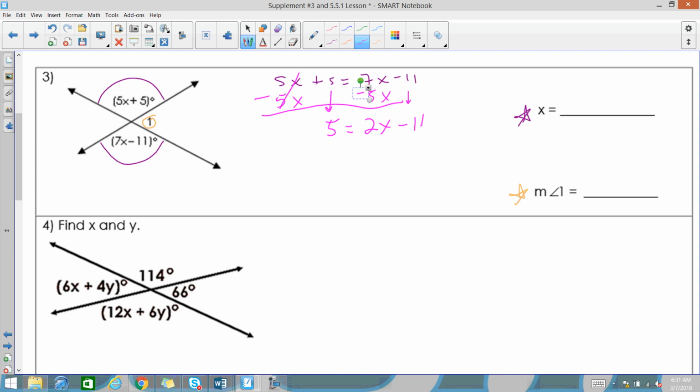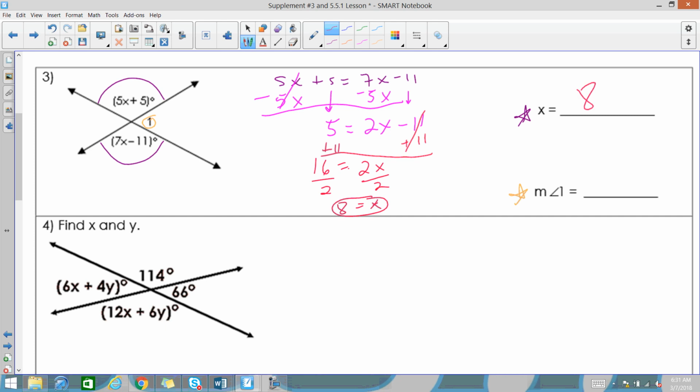Now I'm going to solve this by undoing adding and subtracting. That's always what we do: undo adding and subtracting to get our variable alone. 5 plus 11 is 16 equals 2x. Divide by 2, and you're going to get x equals 8. And that's our answer. So x equaled 8. So 8 is our value of x.